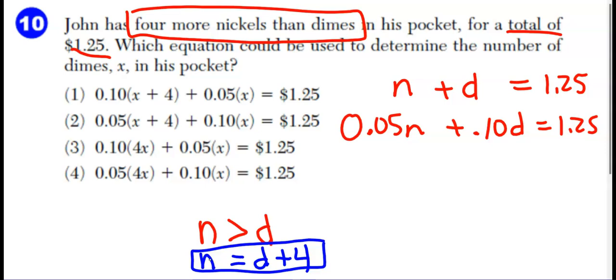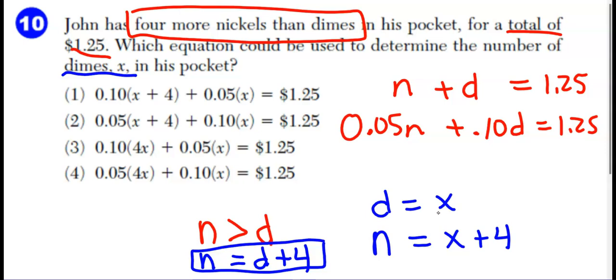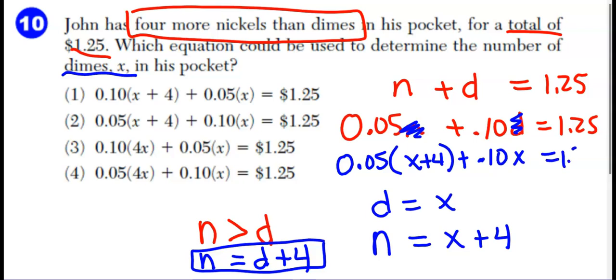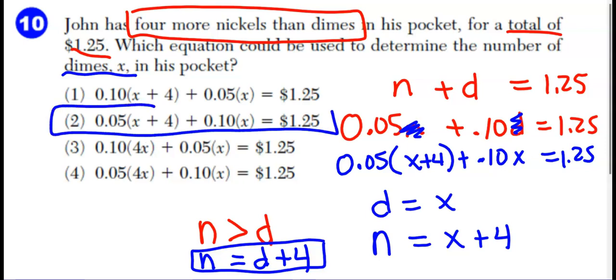So technically this is how many I have. So instead of saying N for nickels and D for dimes, the problem wants us to use X for dimes. So that means that the nickels is equal to X plus 4. And the dimes are known as X. So instead of the letter D, I could replace this with an X. And instead of the letter N, I can replace this with an X plus 4. And that is another way of writing our initial equation. And that gives us option number 2.